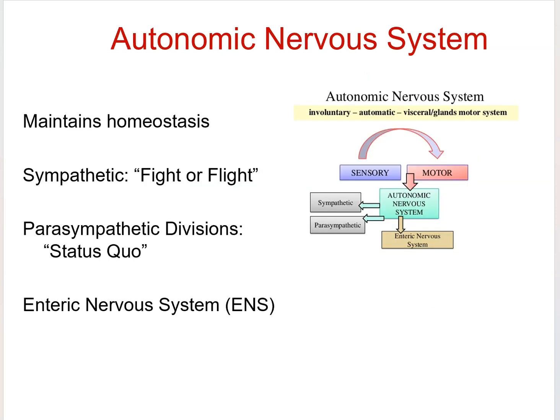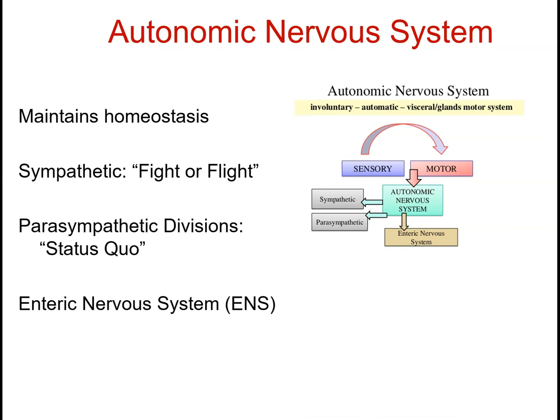So what does the ANS do for us? Well, it's critical for maintaining homeostasis. Everything you don't have to think about, right? These are all your autonomic functions under control of the hypothalamus.